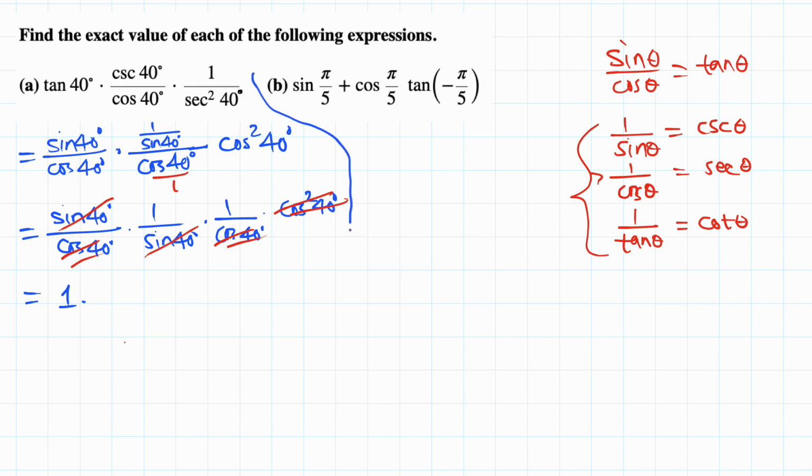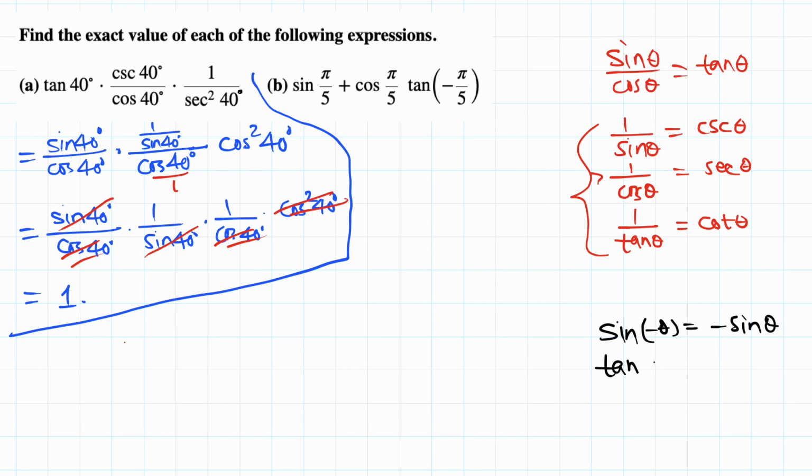So let's do part B. Again, pi over 5 is not a standard angle, so we need to use some identities. There is a tangent of a negative angle. These are even and odd functions. Sine and tangent are odd functions. That means sine of negative is the negative of sine of the angle. Tangent of negative means just pull the negative outside. But cosine is an even function, so cosine of negative is the same as cosine of that angle. The negative is just gone.